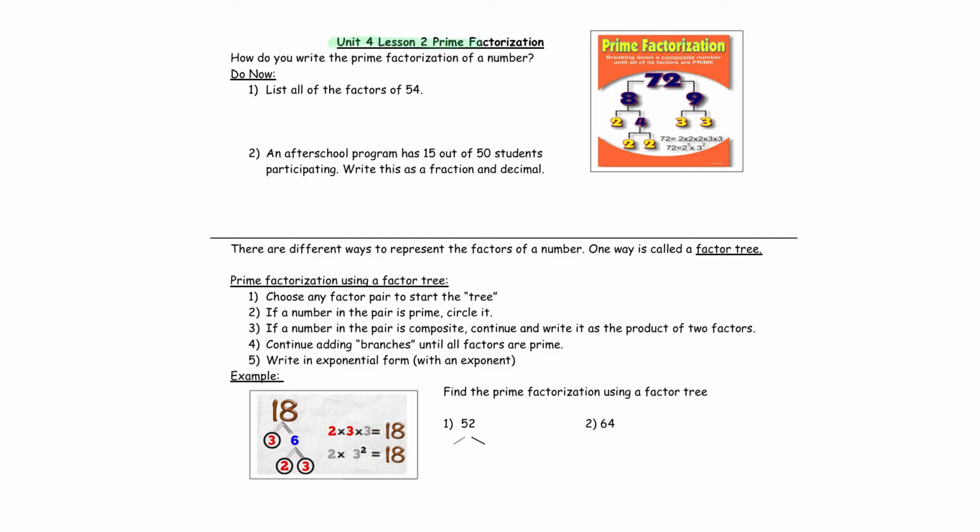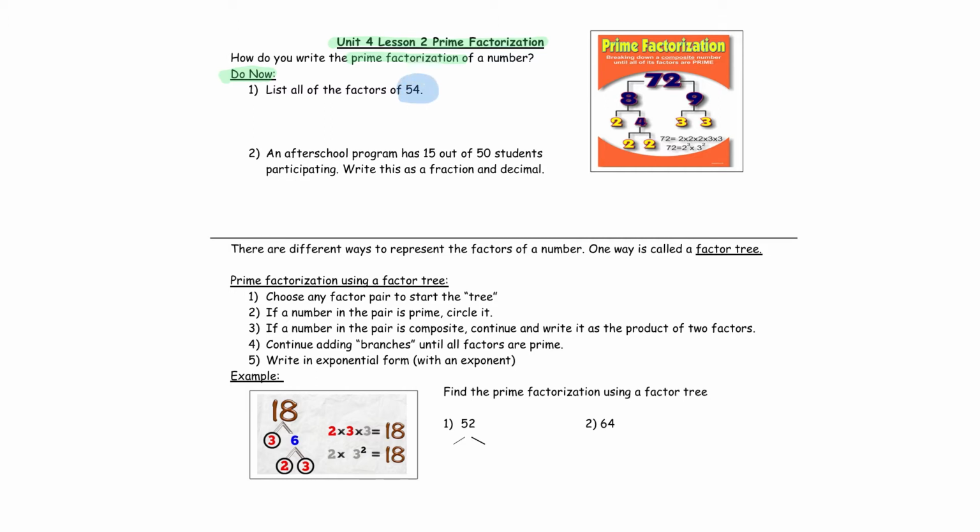Unit 4, Lesson 2, Prime Factorization. How do you write the prime factorization of a number? Before we get started with that, let's take a quick look at our do now. Remember, the do now questions are often found on your unit test. So number 1 says list all of the factors of 54.